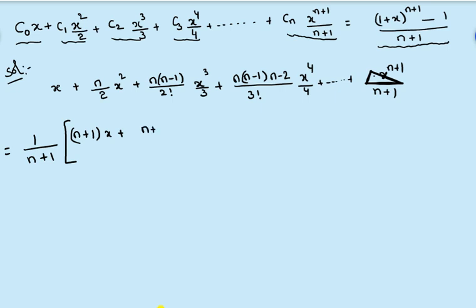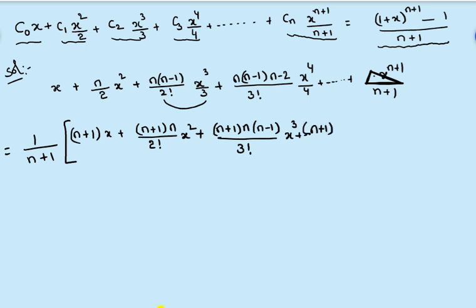Next one, n plus 1 into n divided by 2 can be written as 2 factorial into x square, plus again n plus 1 into n minus 1 divided by 3 factorial, because here 3 into 2 factorial we can write 3 factorial, into x cube, plus n plus 1 into n into n minus 1 into n minus 2 by 4 factorial into x to the power of 4, plus and so on, x to the power of n plus 1, because here we are multiplying with n plus 1.